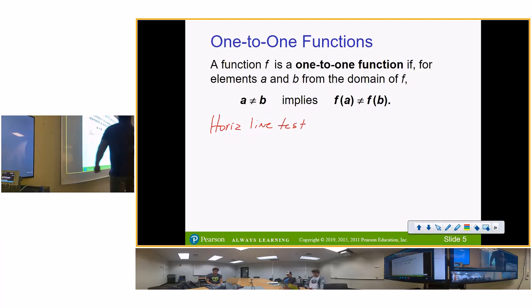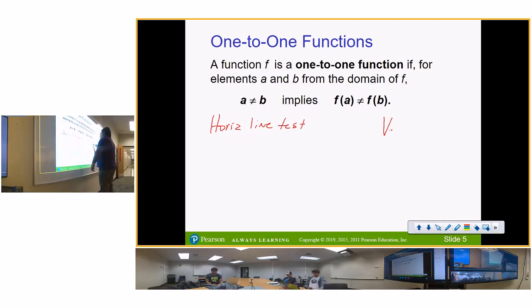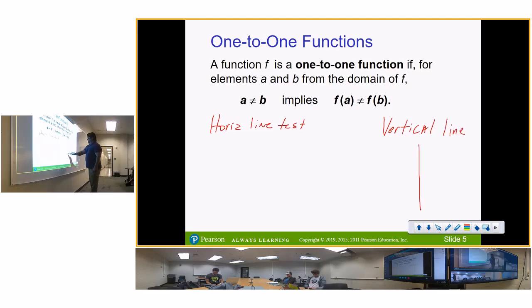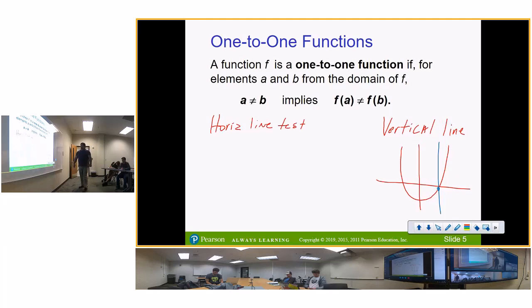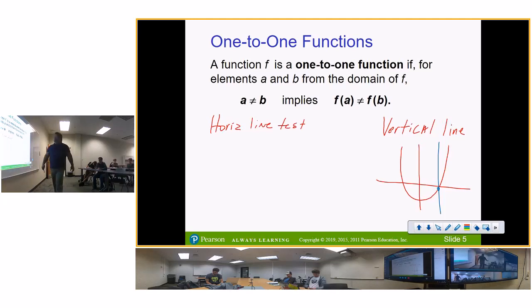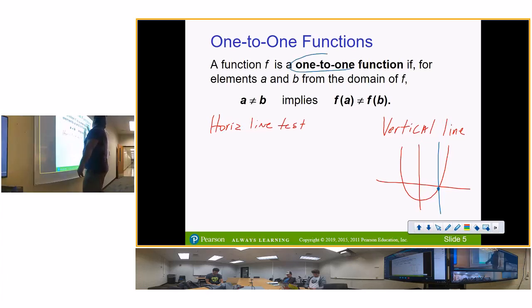The vertical line test, y'all remember that? That was to tell if a function is a what? A function. Vertical line test is to see if something is a function. Okay, vertical line, we'll do it in blue. Is it a function? Yes, because it only has one what? Intersection. So that was the vertical line test. The horizontal line test means that it is a what?